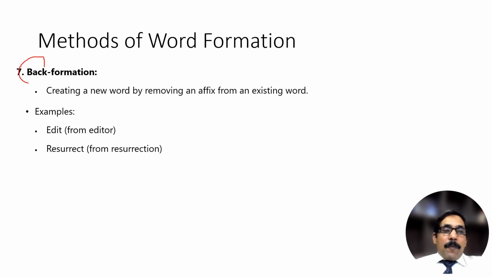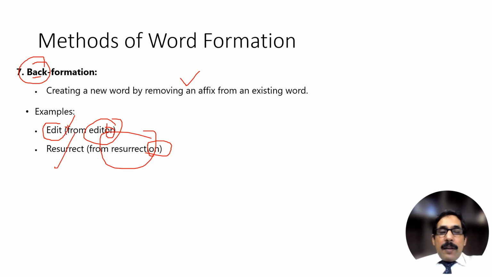Next one is back formation. As we know from the name, back formation means moving backward. Creating a new word by removing an affix from an existing word. In the first methods, we add affixes or suffixes, but here we remove. For example, the word is editor. Here we remove OR, so it becomes edit. Resurrection: from this word we remove ION and it makes resurrect. So moving back, removing these affixes is called back formation.